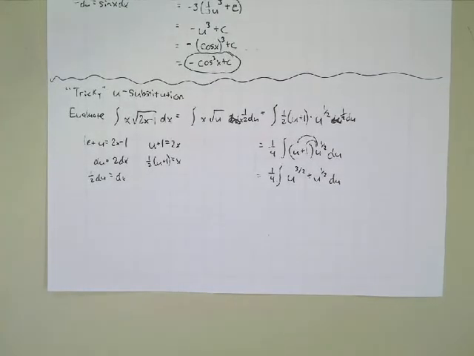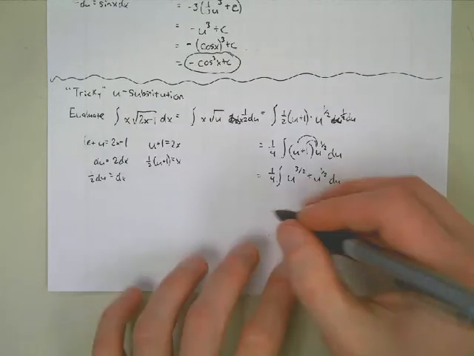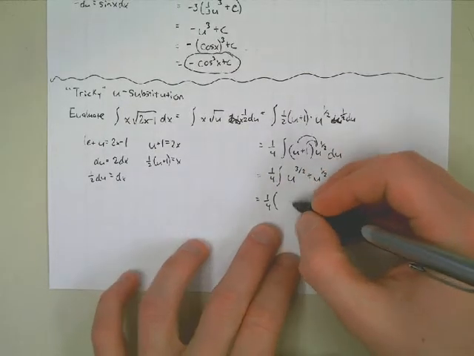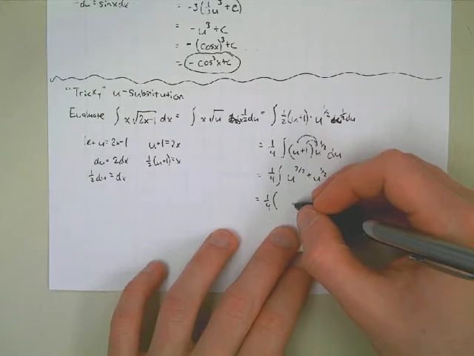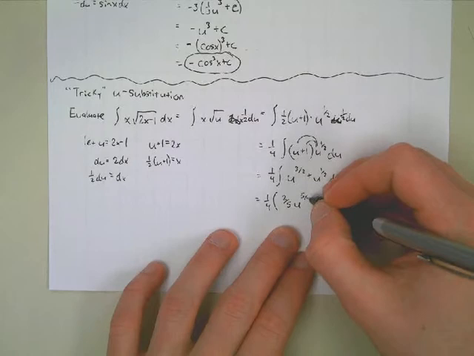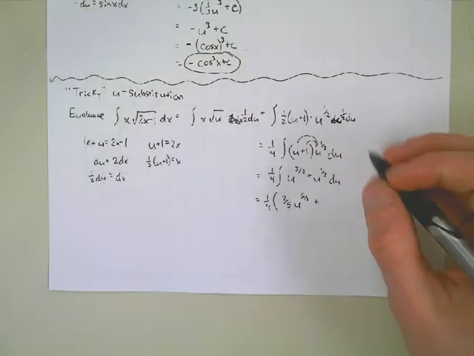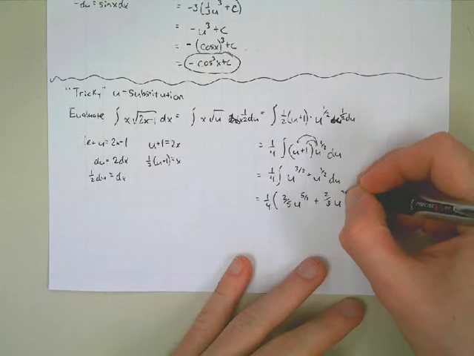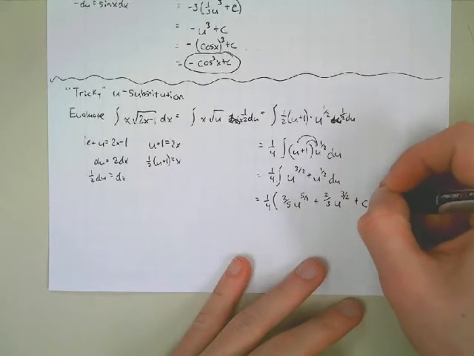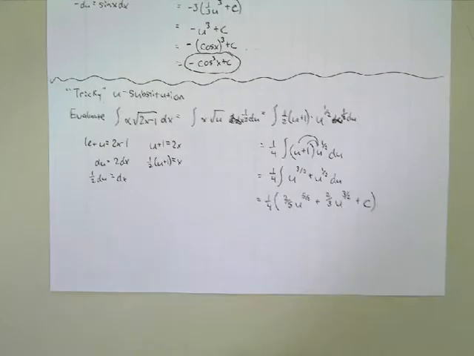Ryan, what is the integral of u to the 3/2? 2/5 u to the 5/2. Good. And what's the integral of u to the 1/2? 2/3 u to the 3/2. Good. And then don't forget, we've got to write that plus c.